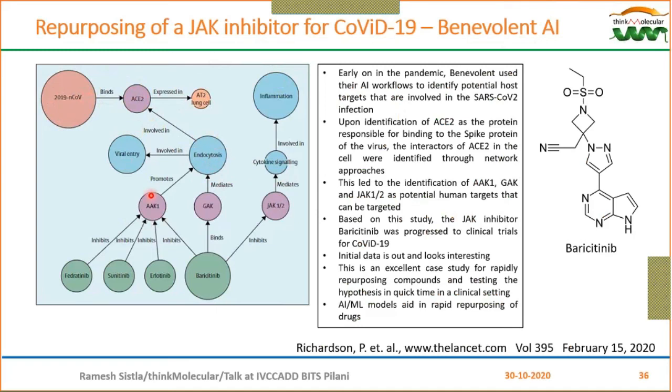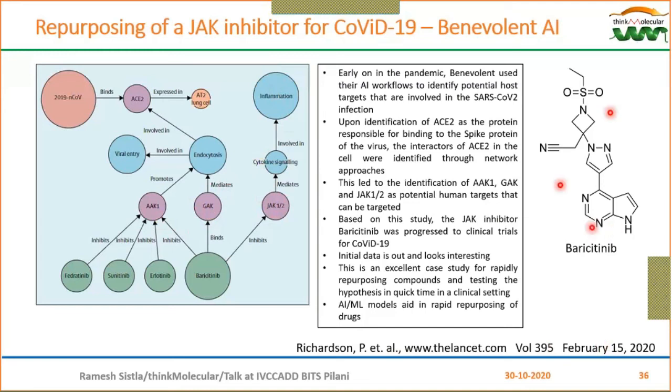So they came up with three different proteins, all of them kinases: AAK1, then GAK, and then JAK1/2. This JAK1/2 was also involved in cytokine signaling and in inflammation. So they collaborated with one of the pharma companies. This is the paper they published in 2015.